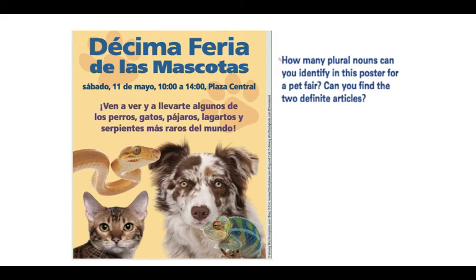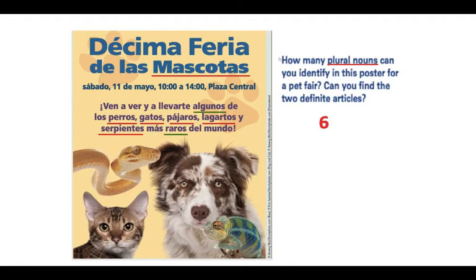So let's take a look at this little article. How many plural nouns can you identify in this poster for a pet fair? Take a look. There are 6. Can you find them? Mascotas, perros, gatos, pájaros, lagartos, serpientes. Those are our 6 plural nouns.